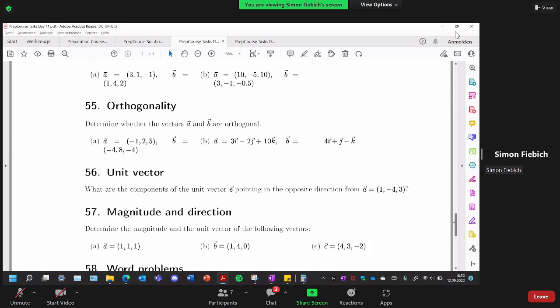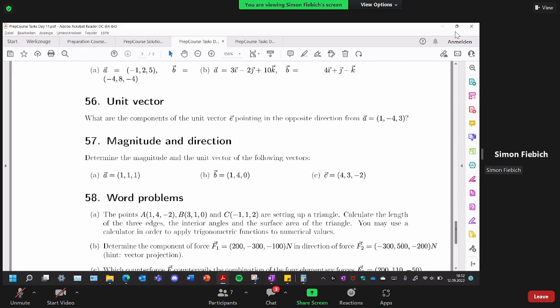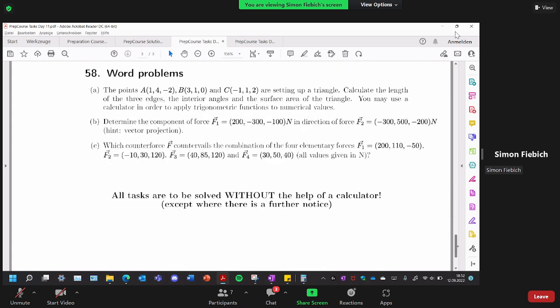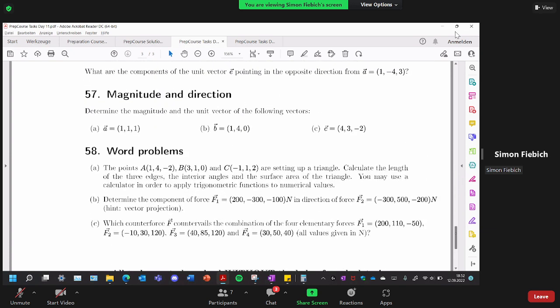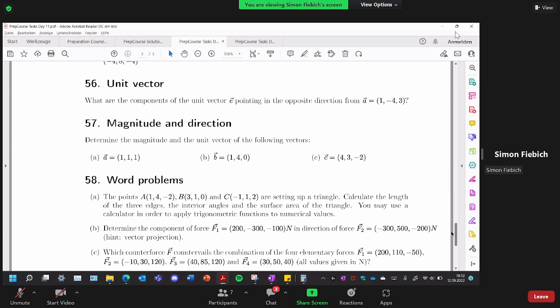But of course, it's also connected to vectors. Anyway, maybe we could go on with the next tasks. I think it's just 56, 57, and 58 left here. Maybe 56 is another thing we could just discuss by talking about it. What are the components of the unit vector E pointing in the opposite direction from A? Think about it for a minute.